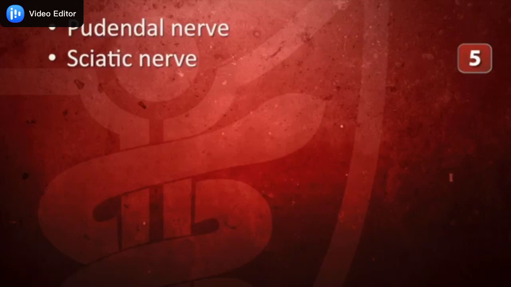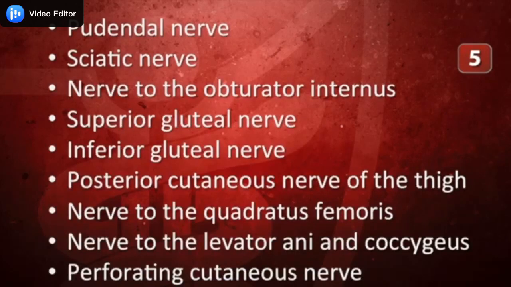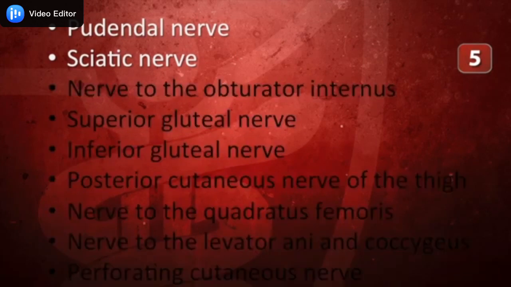Next, what are the two major nerves that the sacral plexus gives rise to? So the two major nerves are the pudendal nerve and the sciatic nerve. The complete list also includes the nerve to the obturator internus, the superior gluteal nerve, the inferior gluteal nerve, the posterior cutaneous nerve of the thigh, the nerve to the quadratus femoris, the nerve to the levator ani and the coccygeus, and the perforating cutaneous nerve. But the two big ones are the pudendal nerve and the sciatic nerve.